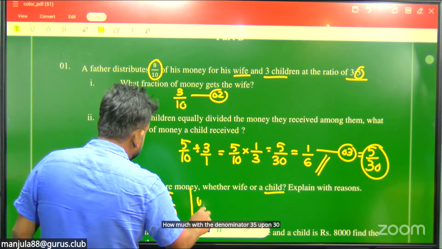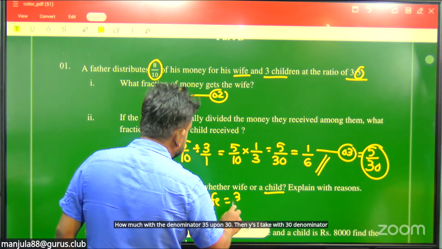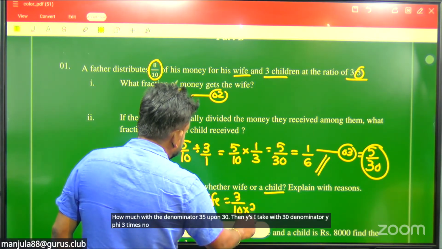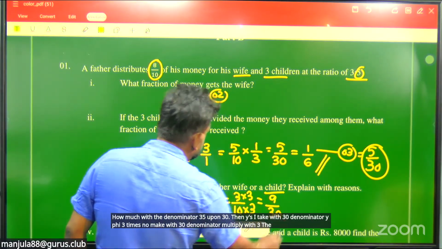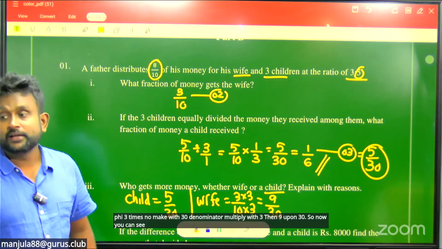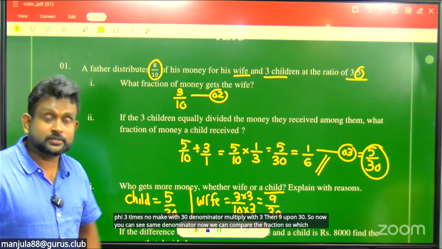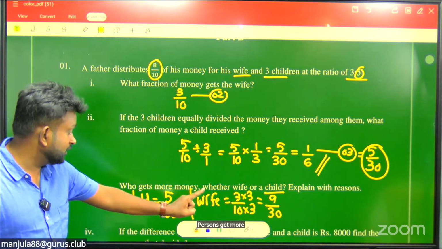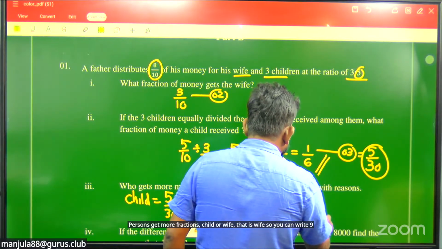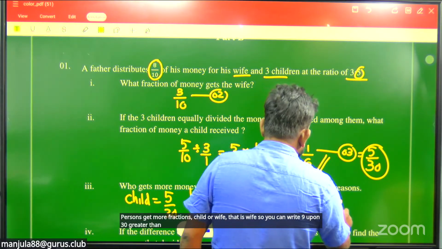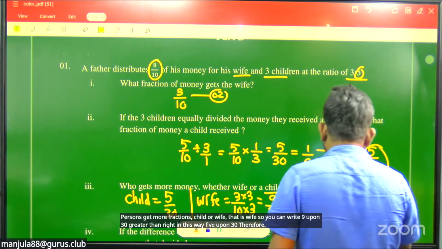Then the wife, I take with 30 denominator. Wife is 3/10, no? Make it with 30 denominator, multiply with 3. Then 9 upon 30. So now you can see the same denominator. Now we can compare the fractions. So which person gets more, child or wife? That is the wife. So you can write 9 upon 30 greater than 5 upon 30. Therefore, the wife gets more.